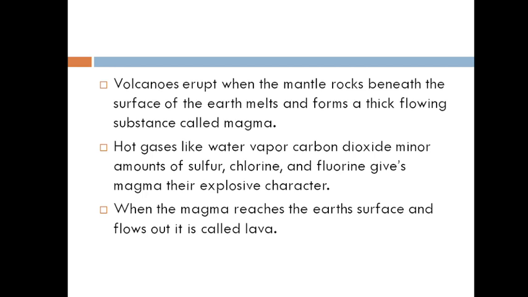What gives the magma its explosive character is the hot gases present in it. The gases are water vapor, carbon dioxide, and certain minor amounts of sulfur, chlorine, and fluorine. These give the magma its explosive nature. When reaching the surface, they explode. That is the reason these hot gases give it an explosive nature. And when the magma reaches the earth's surface, what flows out of the opening of the mountain is called the lava.